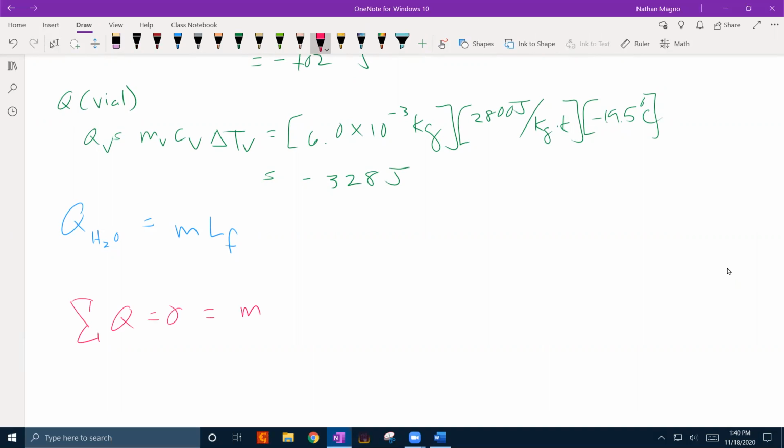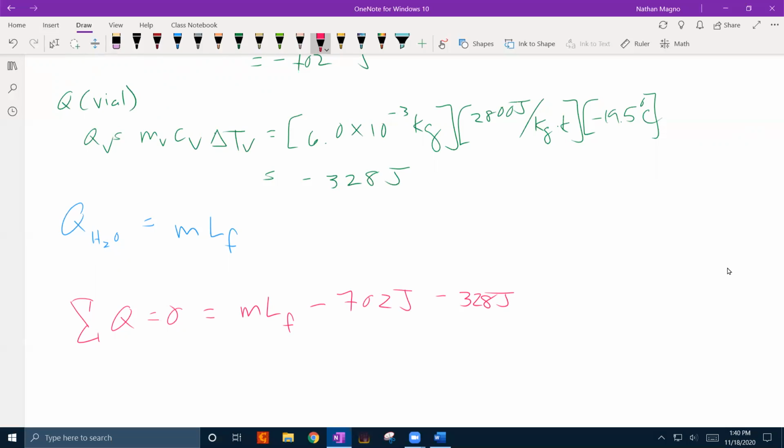So we're going to have the heat of the water. I'll just put the numbers in. So minus 702 joules. And that was the heat of the sample. And minus 328 joules. And that was the heat lost by the vial.